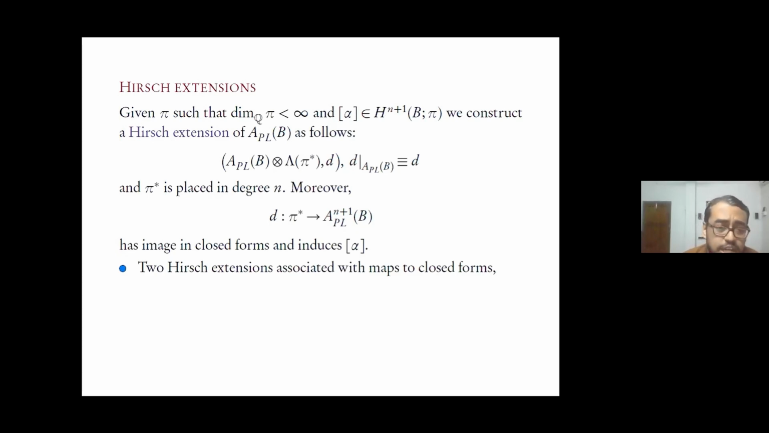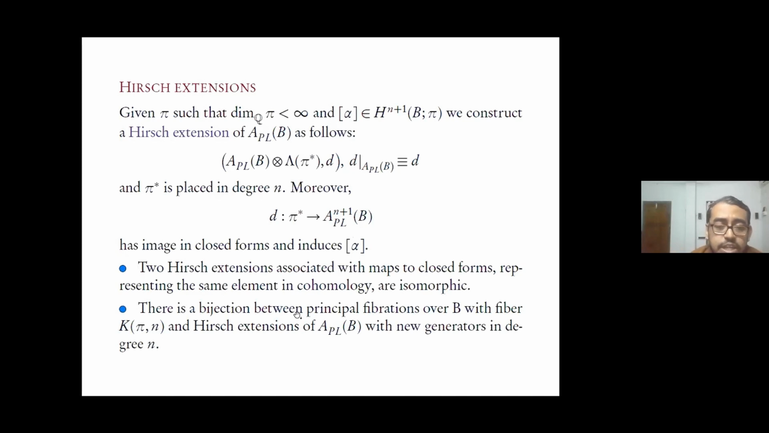So here are two facts, which you can look at in Griffiths and Morgan, for example, they discuss it this way. I'll just state them because we need them for things to follow. Two Hirsch extensions associated with maps to closed forms, which represent the same element in cohomology, are isomorphic. So here, of course, you could choose different representatives for this class of alpha, or you represent this by two different maps which induce the same alpha, and it turns out both these models will be isomorphic.